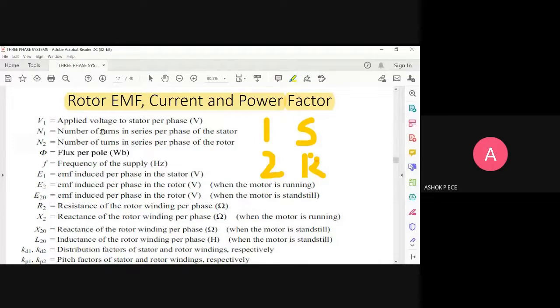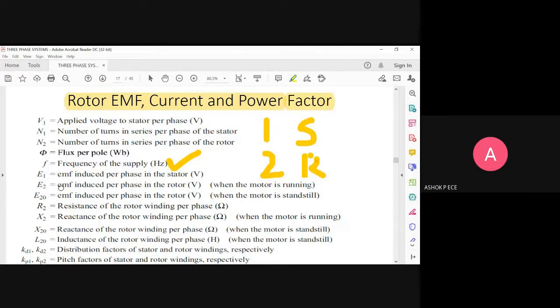N1 is the number of turns in the stator. N2 is the number of turns in the rotor per phase. You see here, phi is the flux per pole. One pole, it is phi. So if you have P poles, you have to multiply this phi with P. F is the frequency of supply. E1 is the EMF induced in the stator.